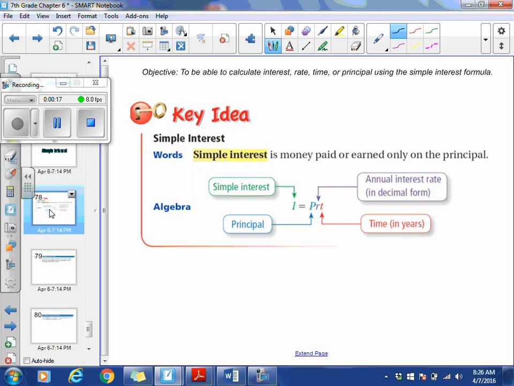So if you start a savings account, you start some sort of account at the bank, in order to attract you to their bank and have you store your money in the bank instead of a piggy bank at home, the bank will pay you interest. They'll pay you a little bit extra. If it's simple interest, they'll pay you a little bit extra every year. And that amount that they pay you, that interest, is based on how much is in your account, based on the principal.